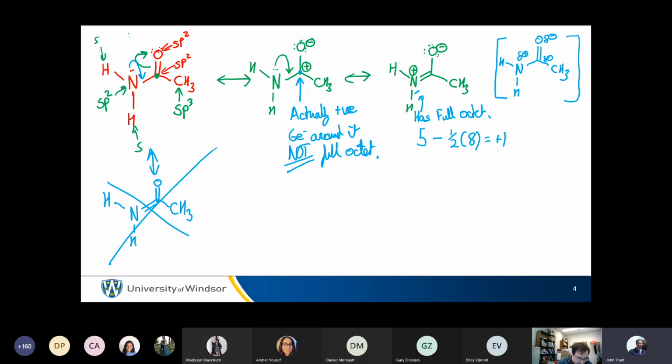So if I'm ranking these, 1, 2, 3. Number 1, everything is neutral, which is best. Number 2, we have charge, but everything has its full octet. Number 3, we have charge and not everything has its full octet.